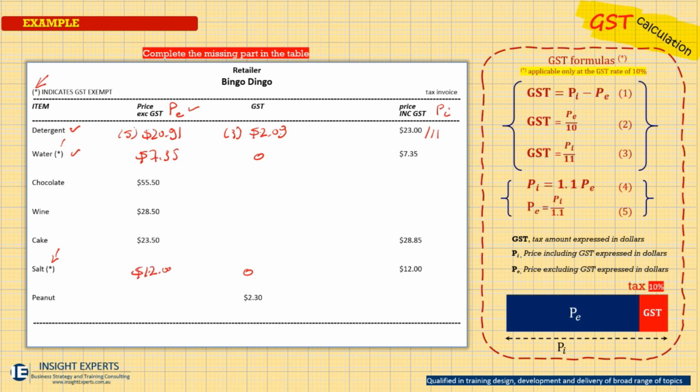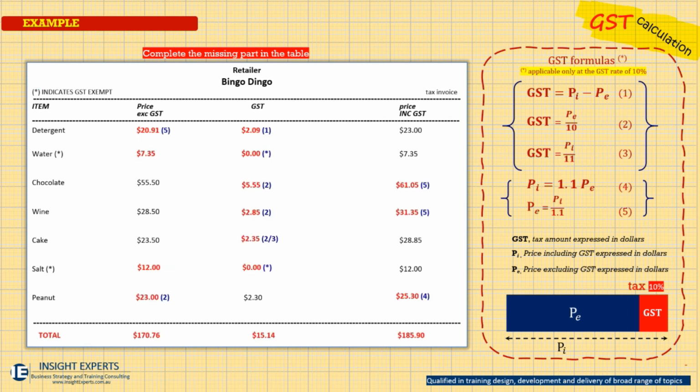So I'm not going to go through all of it. You can pause the video and do it yourself, but I'll just give you the answers for your comparison. And here are the answers. I've put the formula number in brackets in blue here, and the answers in red. And again, this is PE and that's PI.